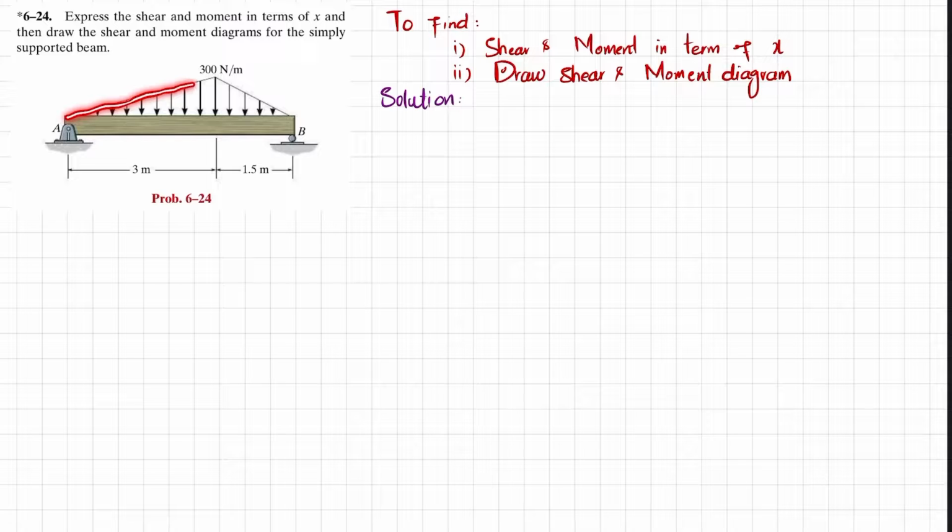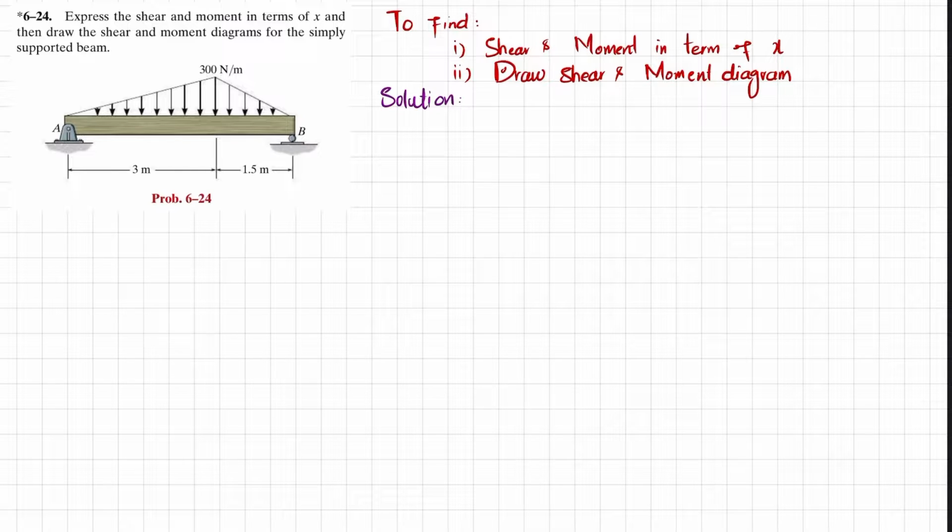From point A over a length of 3 meters, you can see this load is a linearly increasing load, and then from this point it decreases, and this load is 300 Newton per meter. What we have to find is the shear and moment in terms of x, and then draw the shear force and bending moment diagram. So let's start with the solution.